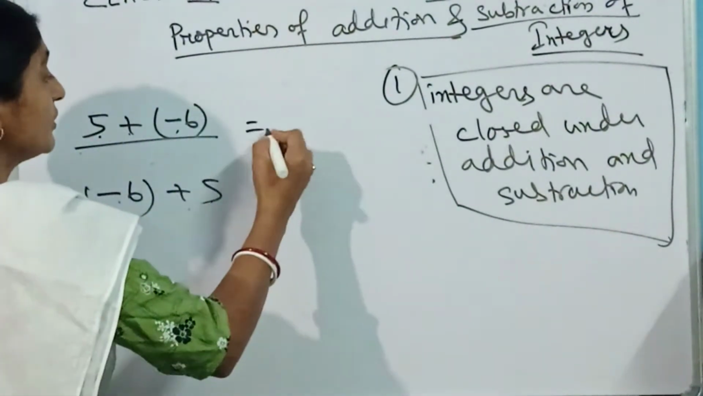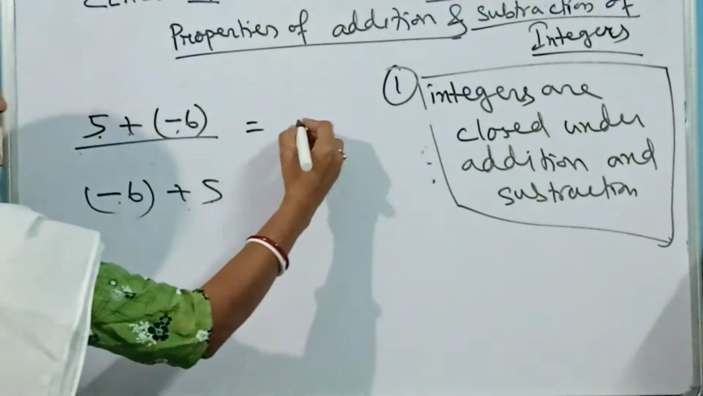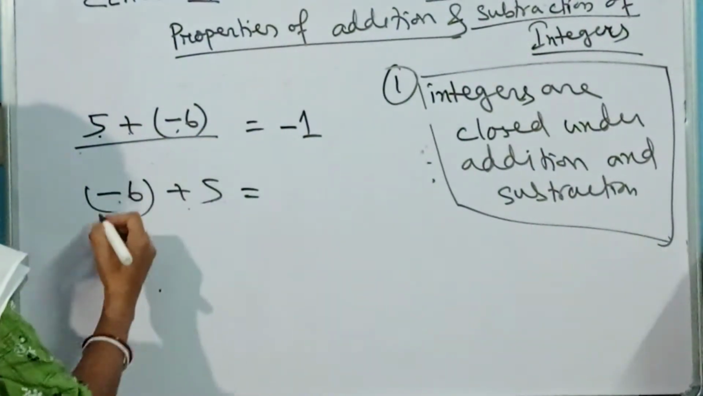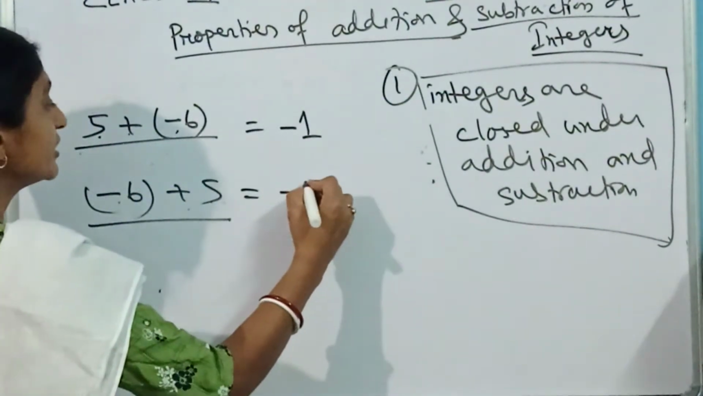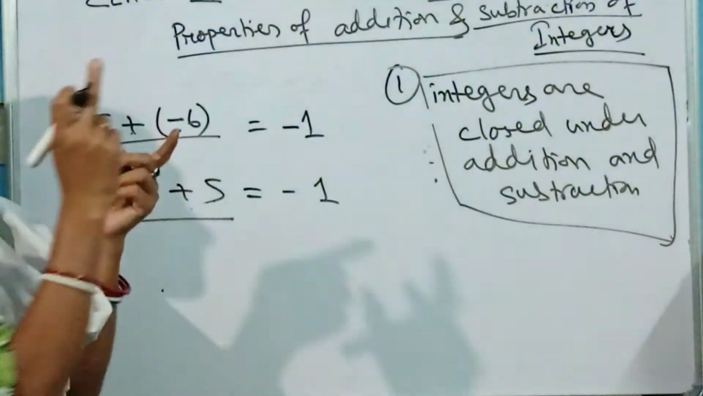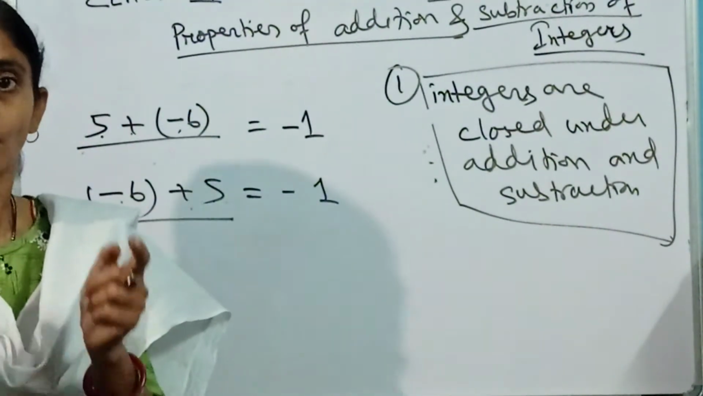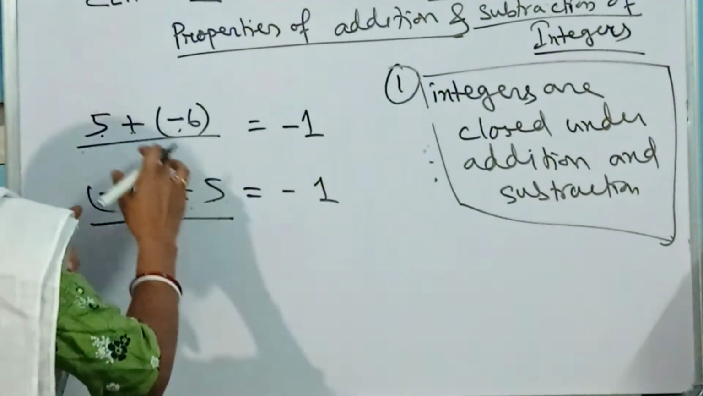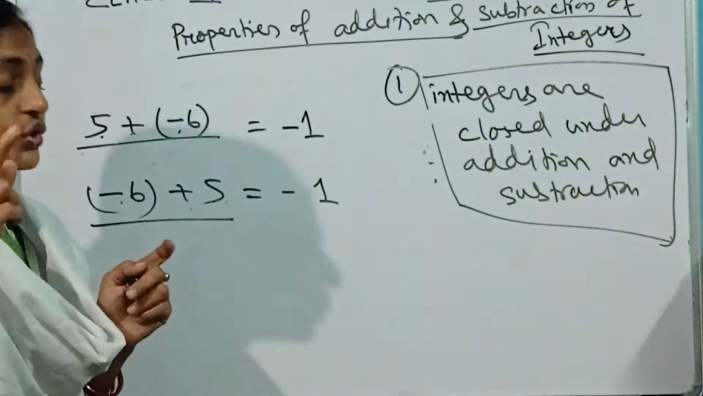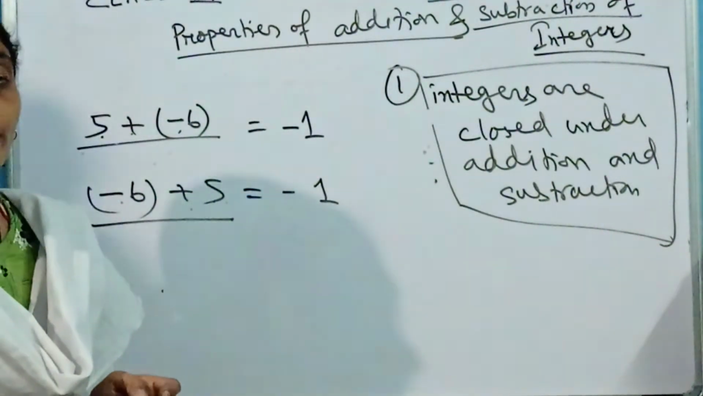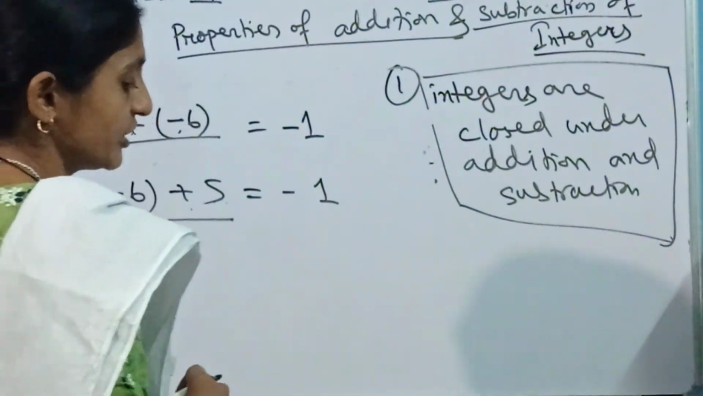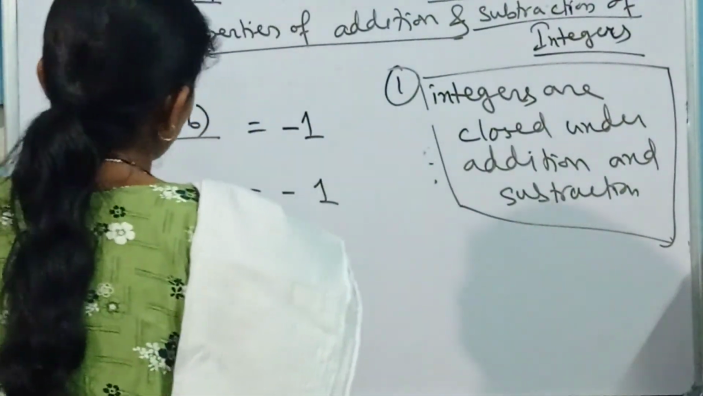As a result, what we will get? Let's come to the first case. What is the result you are getting? You will get only minus 1. What will be the answer in the second case? Here also we will get the same answer. That means what? If we are changing the order of the integers in addition, the result will be the same. So this property is called commutative property. So here we can say that addition is commutative for integers.